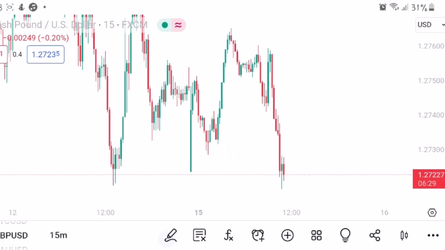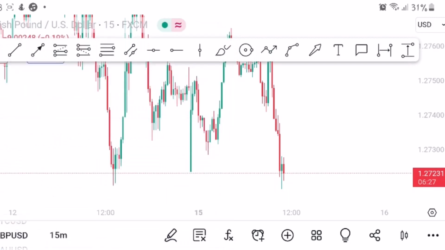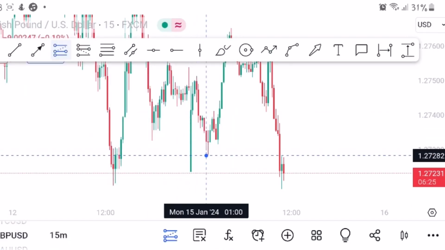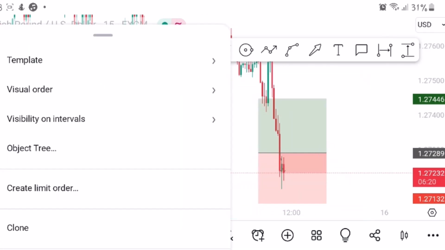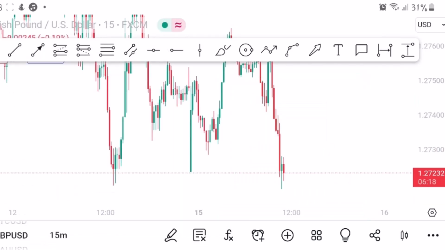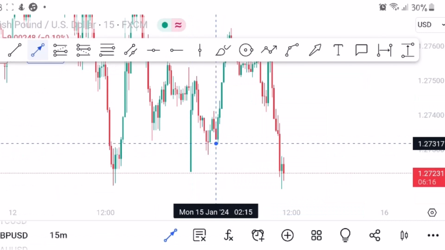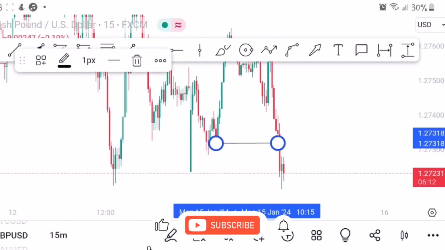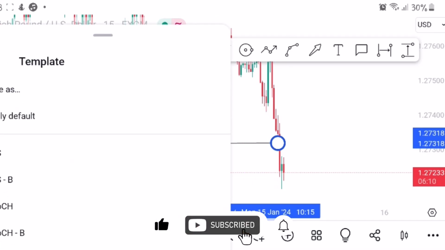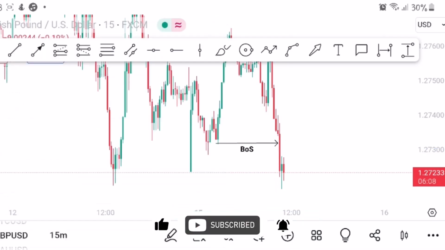I'm gonna bring out... not that. Actually, what I'm gonna do... That was a break of structure.